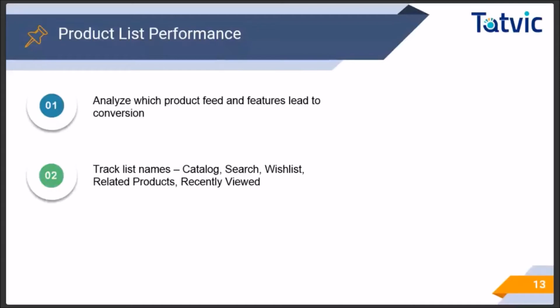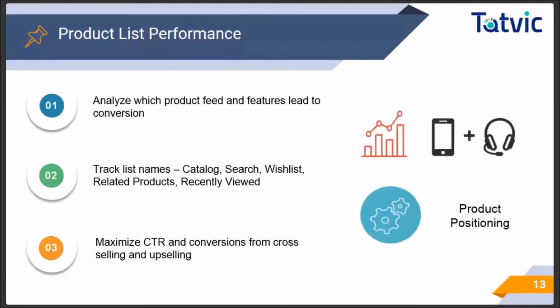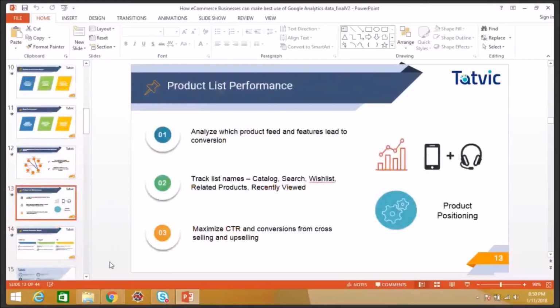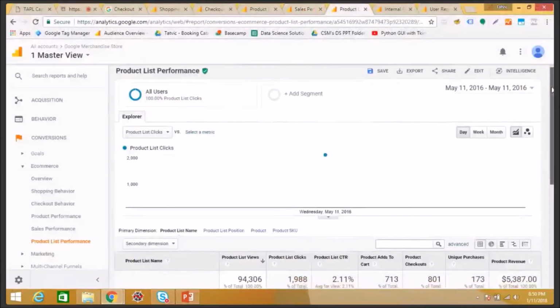Now, usually, the e-commerce stores track these lists, which are catalog, search, wish list, related product, and recently viewed. So once I have the data under these reports, I will try to increase the click-through rate for each and every list, or I'll identify the important lists for me and will try to maximize the CTR for those particular lists. Let's see how the data under the product list performance report gets reflected in GA. I'll navigate back to the dashboard and I'll navigate to the product list performance report.